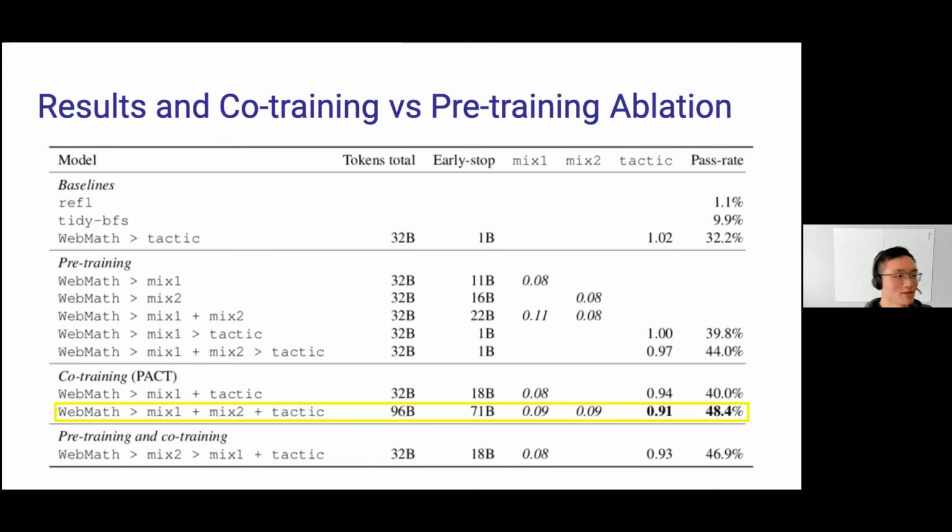Yeah, I just pulled it up. Fine tuning on the full PACT set, so mix 1 plus mix 2 plus tactic, required 26 hours using 64 A100s. Okay. So it's not so terrible.